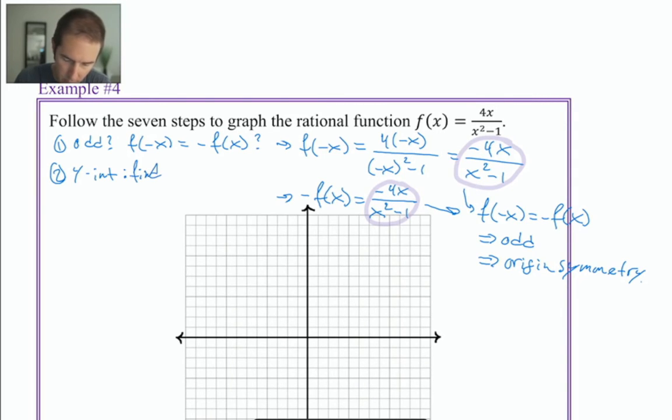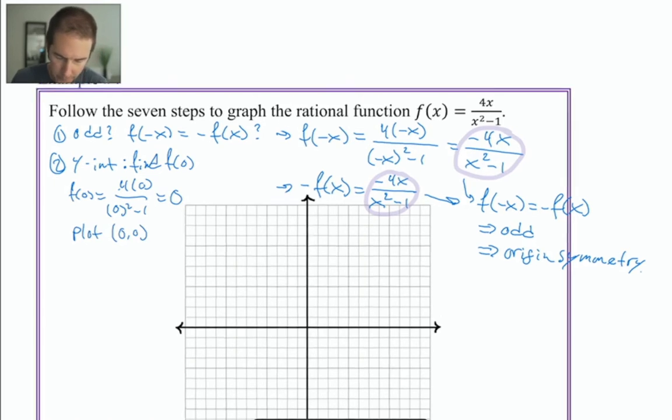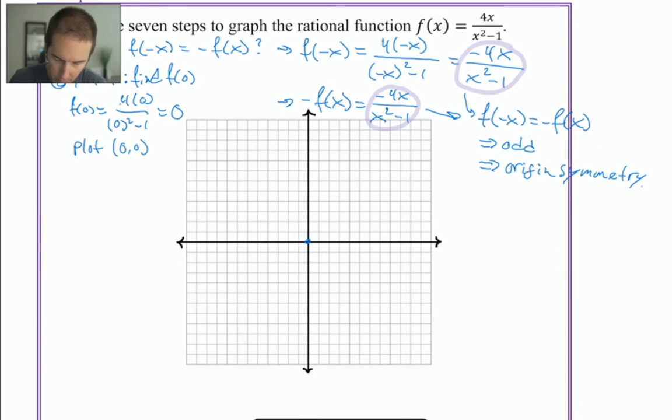find f of 0. F of 0 equals 4 times 0 over 0 squared minus 1, which is equal to 0, because we have a numerator of 0, a denominator of negative 1, and so 0 divided by negative 1 equals 0, which means we can plot our y-intercept 0, 0. I'm going to plot that point right away.